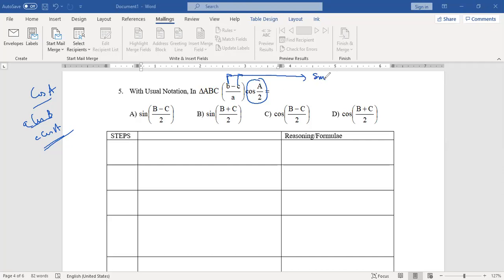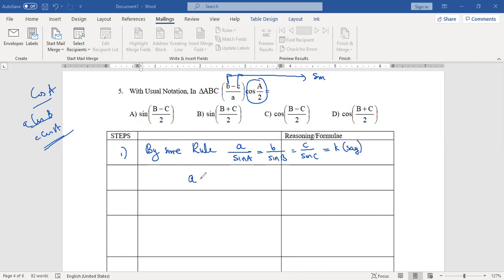We can only convert them to sine. So the first step, we will write the sine rule. All of you write the sine rule: a upon sine A is equal to b upon sine B equal to c upon sine C, and equal to k. They are all equal ratios, so let us assume it equals k.